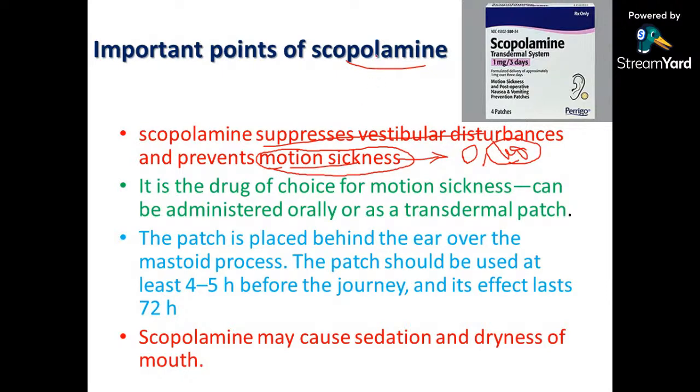So for motion sickness, scopolamine is the drug of choice. Scopolamine is available in oral form as well as in injection form as well as in a transdermal patch.